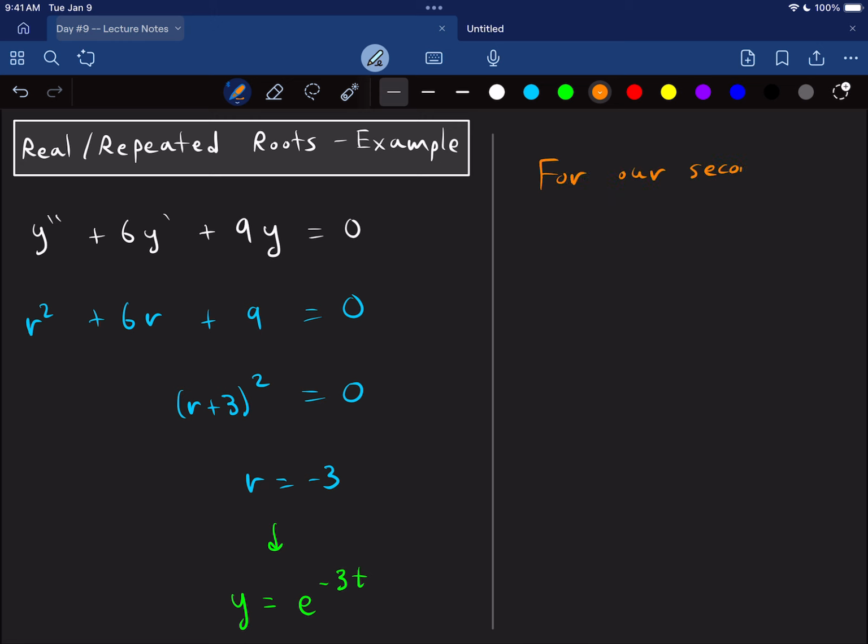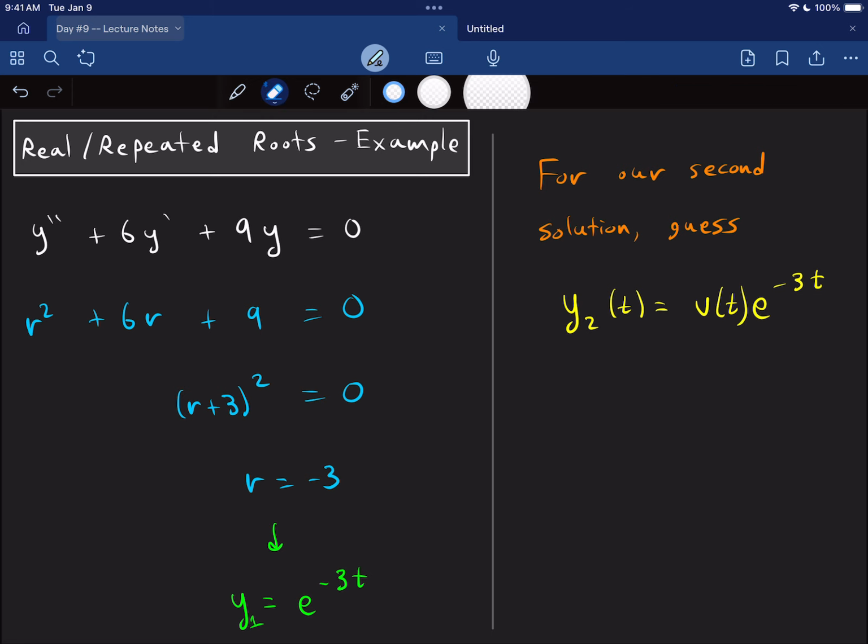For our second solution, guess, let's label y1 of t is down there. We're going to guess y2 of t is equal to e to the rt. And actually, excuse me, not e to the rt, e to the -3t. We've sort of already found that piece, but I am going to multiply it by a v of t.